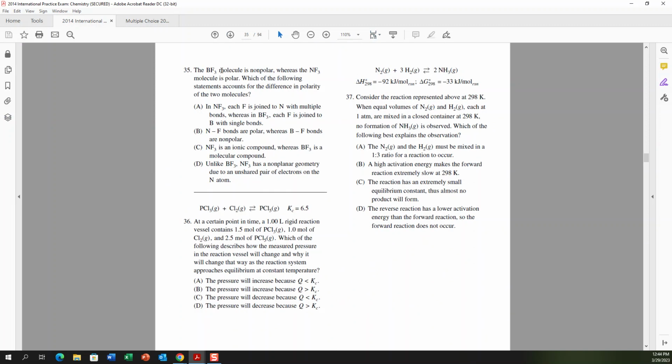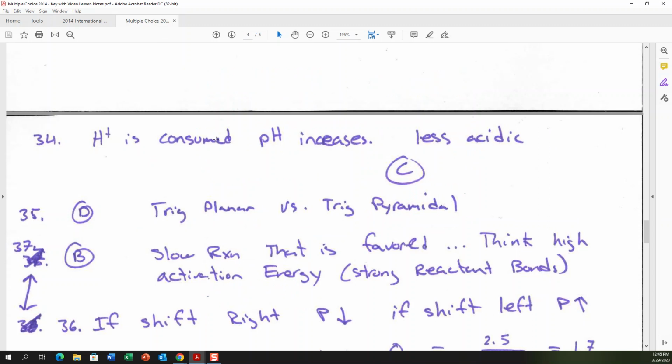All right, the BF3 molecule is nonpolar, whereas the NF3 molecule is polar. So symmetrical, asymmetrical. Remember, you should have these memorized. Just BF3, boron with 3 things, trigonal planar; nitrogen, phosphorus, arsenic with 3 things, trigonal pyramidal. Boom. It's got a lone pair on here, asymmetrical; no lone pair on the central atom, symmetrical. So unlike BF3, NF3 has a non-planar geometry, right? Trigonal planar versus trigonal pyramidal. So there you go. D would be our answer. Okay.